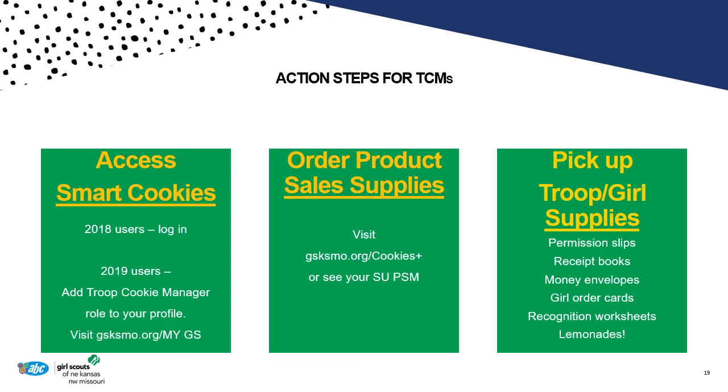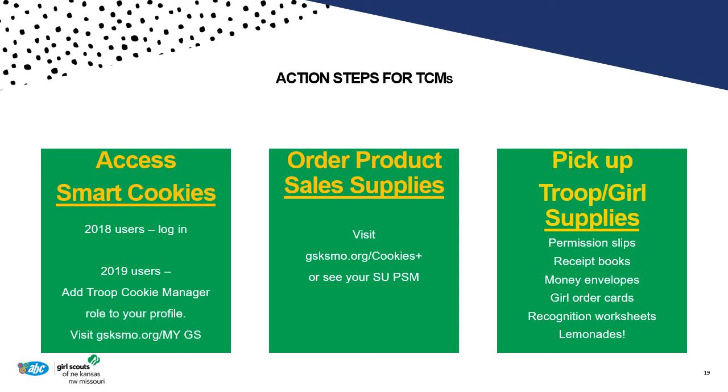Visit GSKSMO.org/mygs to make sure that you can add the Troop Cookie Manager role to your profile. You also want to order product sales, deposit materials, supplies. If you're in a Bank of America area, you'll visit GSKSMO.org/cookies+, or you can visit your SUPSM if you are not in a Bank of America served area. And then also your Service Unit Product Sales Manager will have your troop supplies and girl supplies.